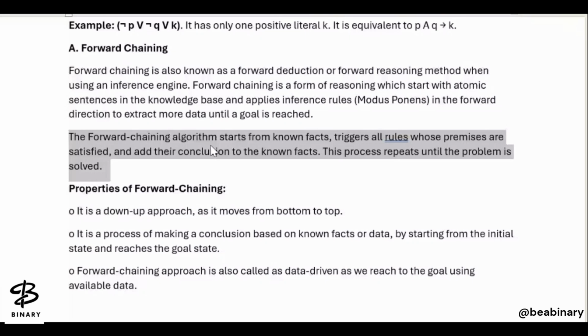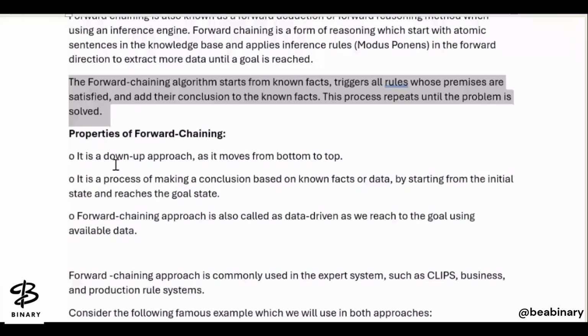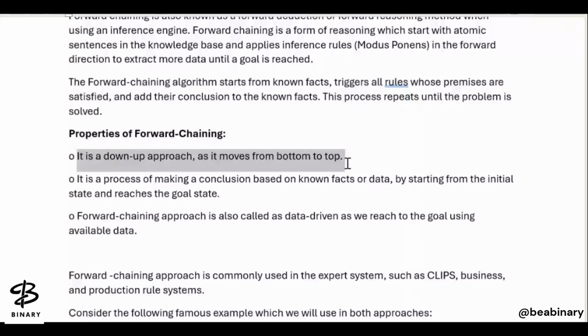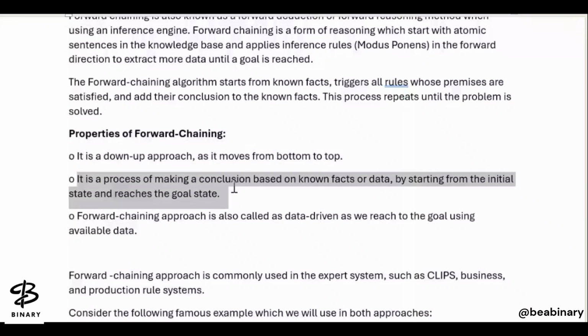So what are the properties of forward chaining? It is a down-up approach, because from a child we move to the root; it moves from bottom to top. Another property: it is a process of making conclusions based on known facts or data by starting from the initial state and reaching the goal state. Forward chaining is also known as data-driven, as we reach the goal using the available data.